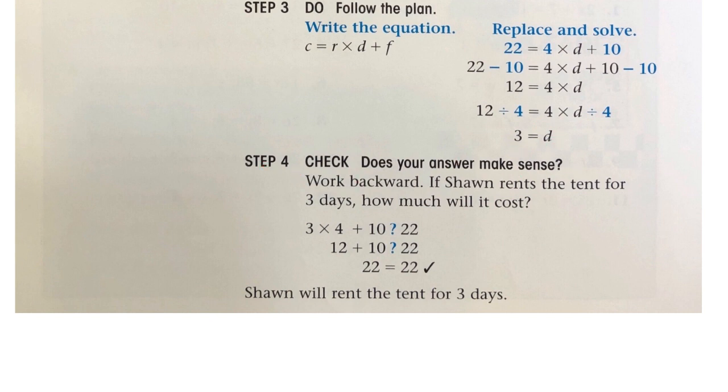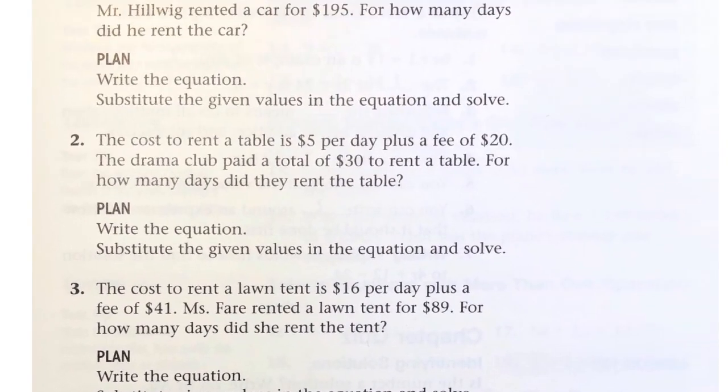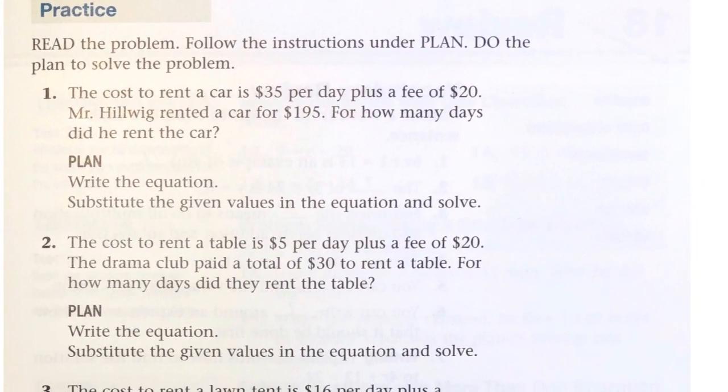Now work backwards. Does the answer make sense? If Sean rents the tent for 3 days, how much will it cost? So $4 a day for 3 days is $12, plus the fee of $10 is $22. $22 is $22. So yes, Sean will rent the tent for 3 days. Remember, the most important part of a word problem is to read the word problem. Follow the instructions under plan and do the plan to solve the problem.